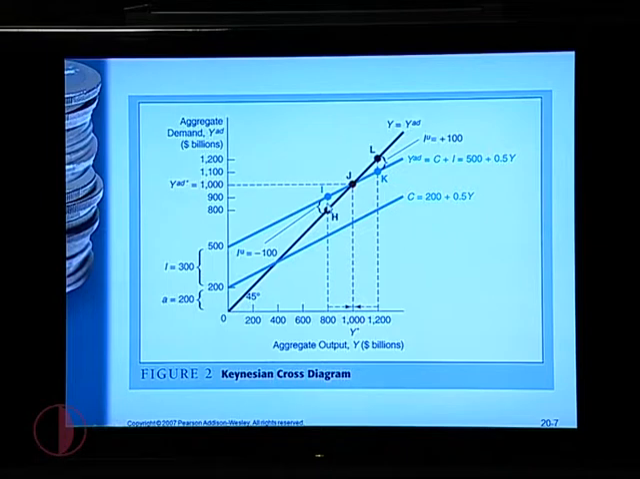We can see here that unplanned inventory investment U equals minus 100 at this point. At G, aggregate output increased from 800 to 1000, and this from 900 to 1000, and so also from 1000 it contracts. The aggregate output contracts from 1200 to 1000 at L.